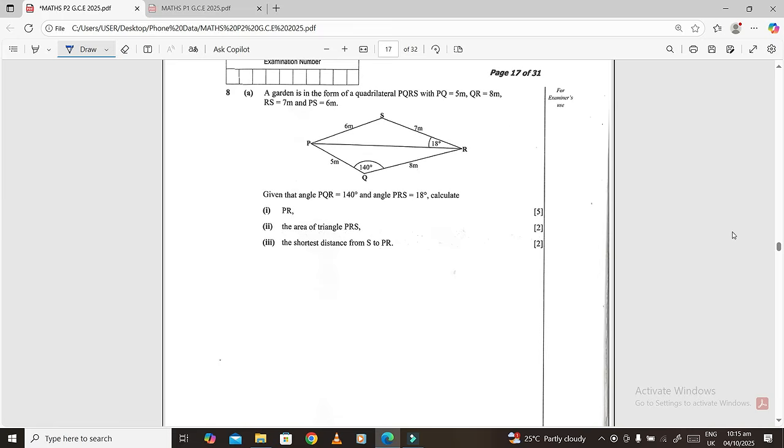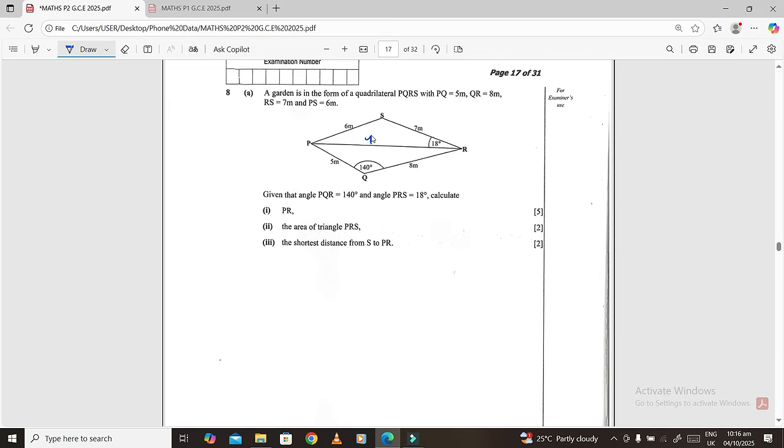Okay. Now for this one, they are saying a garden is in the form of a quadrilateral PQRS, with PQ equal to 5 meters, QR equal to 8 meters, RS equal to 7 meters, and PS equal to 6 meters. Given that angle PQR is 140 and angle PRS is 18 degrees, calculate PR. So PR is here.